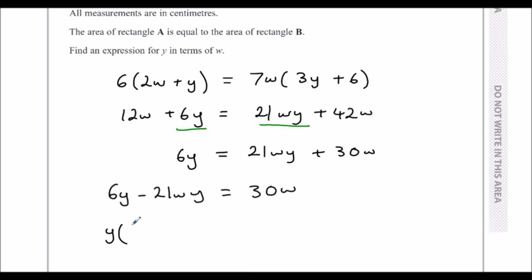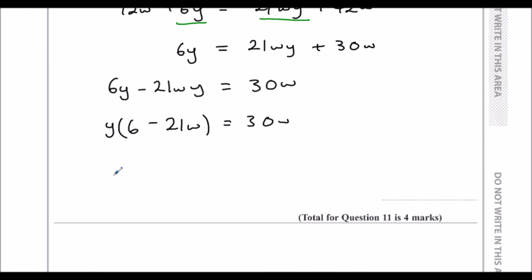So Y times 6 is 6Y. Y times 21W is 21WY. So now I can get Y by itself by dividing both sides by 6 minus 21W. So we've got 30W over 6 minus 21W. So now Y is by itself, and that is our answer.